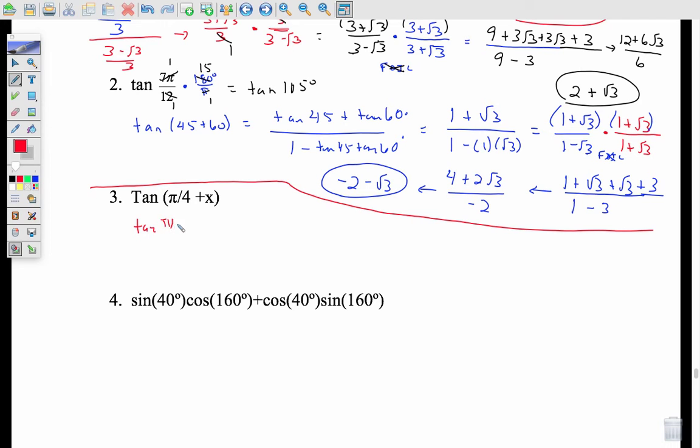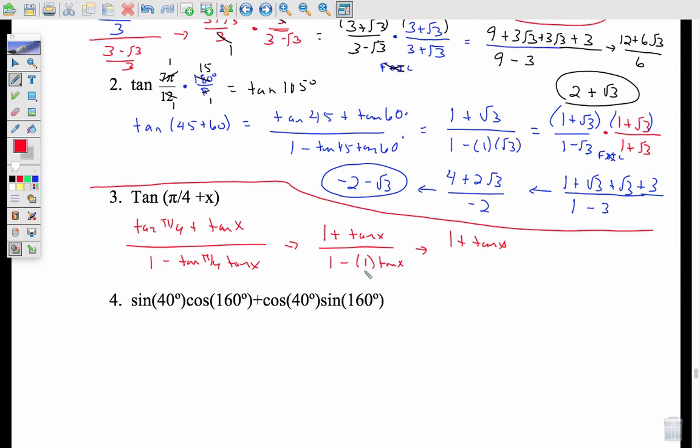We'll go ahead and write that out as the tangent of pi over 4 plus the tangent of x over 1 minus the tangent of pi over 4 times the tangent of x. Notice we have a variable here that will stay as part of our simplified version simply because we don't know what the value of that variable is. But the tangent of pi over 4 is the same thing as 45 degrees. The tangent of pi over 4 is 1, so we have 1 plus the tangent of x over 1 minus, and again, tangent of pi over 4 is 1, times the tangent of x.